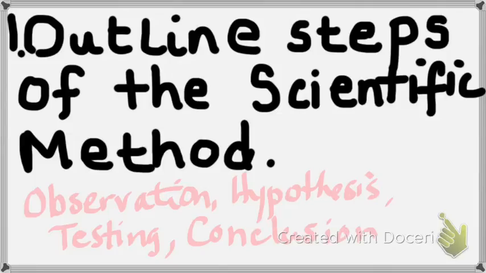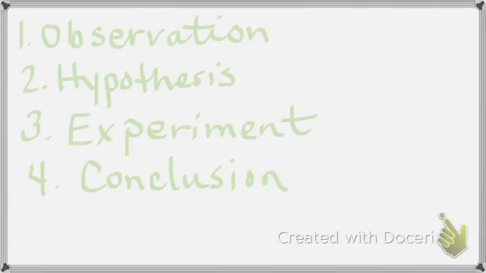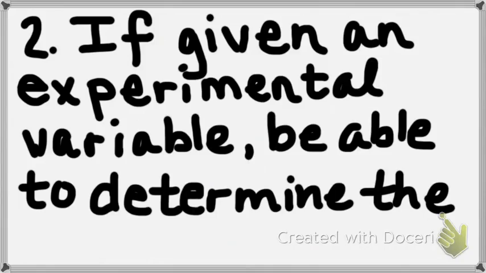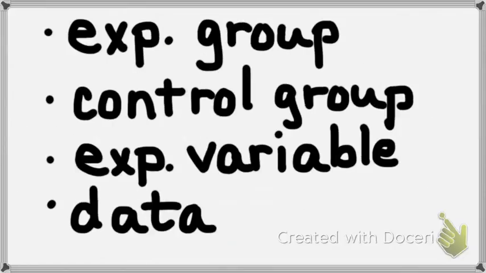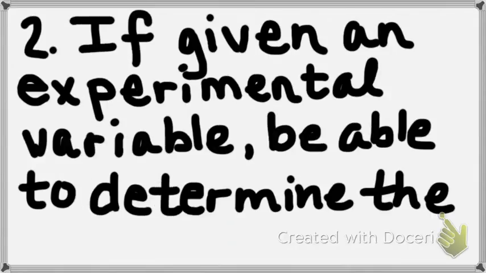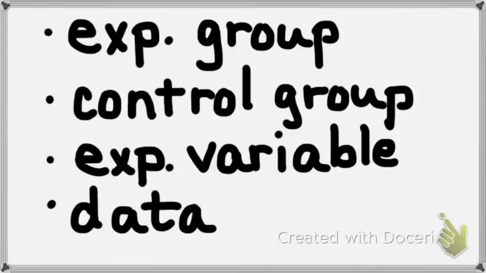And I want to remind you, your conclusion is that your data support your hypothesis or your data do not support your hypothesis. And again, this is on a handout that you had for that activity for that day. Okay, if given an experimental variable, be able to determine the experimental group, control group, experimental variable, and data. I didn't read that correctly. Yeah, well. So what I'm going to do is describe an experiment, and you have to pick out what the experimental group is, the control group, experimental variable, and data.